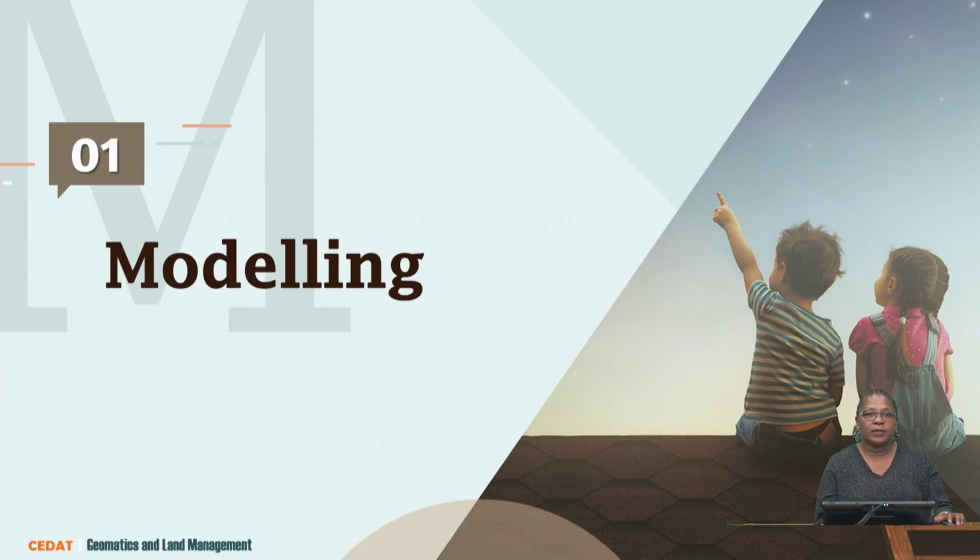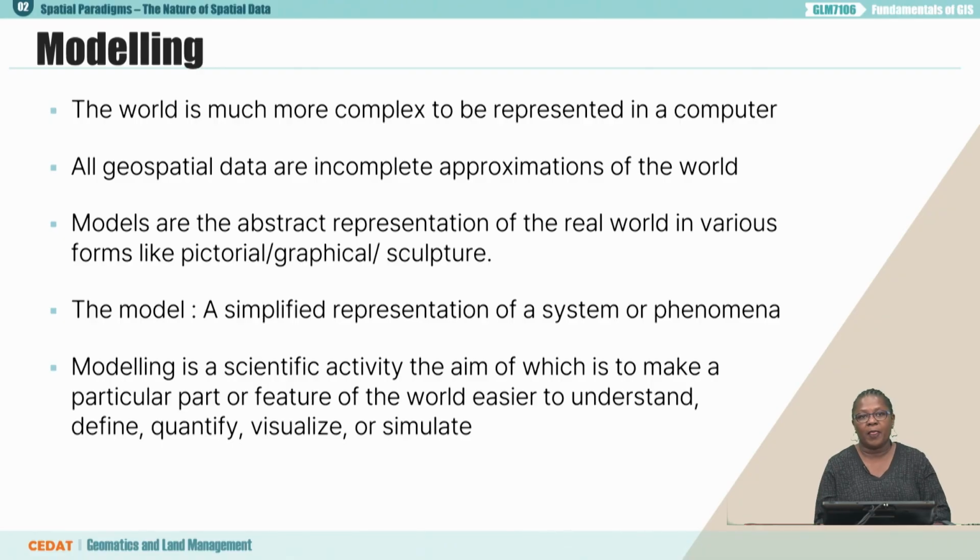So topic 1, modeling. We all know that the world is so much complex, and if one needed to represent it in a computer, it would be almost impossible. So all geospatial data are simply incomplete approximations of the real world. Models are the abstract representations of the real world in various forms. They can be pictures, they can be graphs, they can be sculptures, or name it.